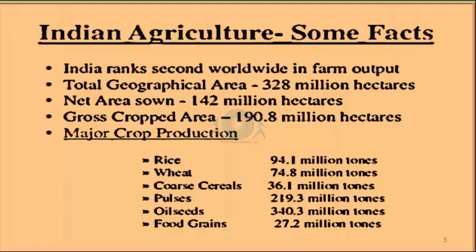India ranks second in the world in farm output. Its total geographical area is 328 million hectares, and its net area sown accounts for 142 million hectares, which is nearly about 50%. And the gross cropped area is nearly 191 million hectares. The major crops are rice, wheat, coarse cereals, pulses, oilseeds, and food grains.